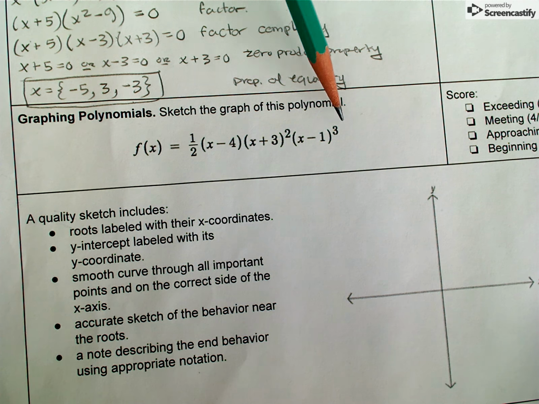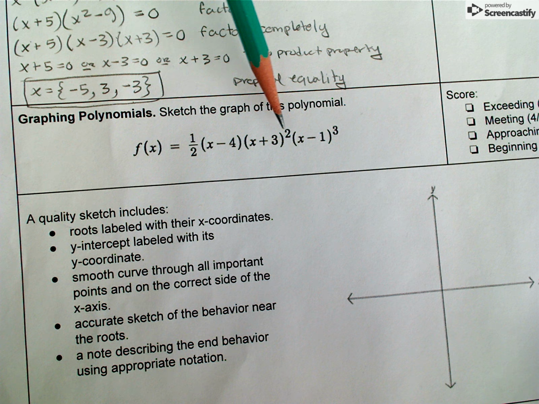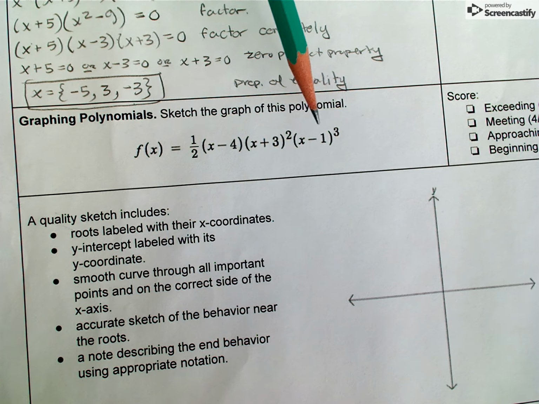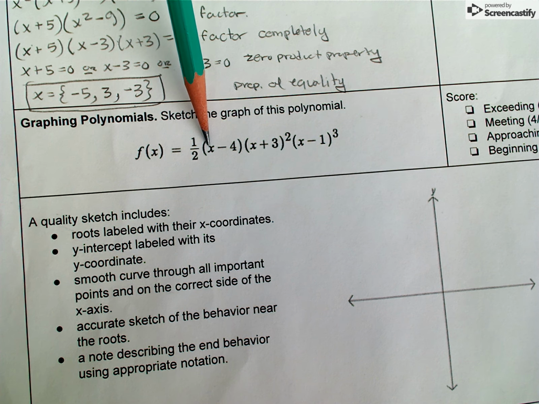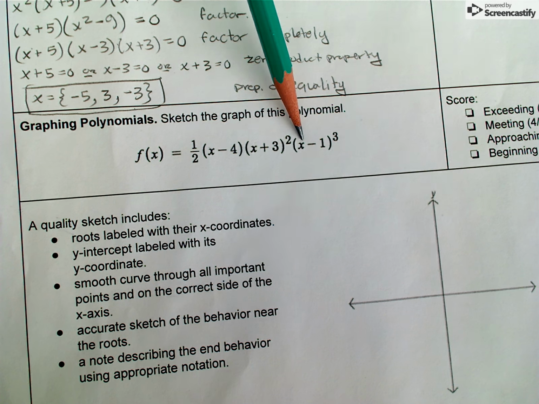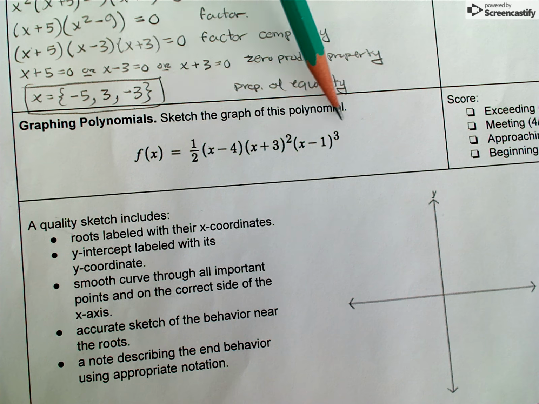Because this polynomial is already factored, I can just figure out the roots by inspection. Remember, the roots are the values of x that cause this polynomial to equal 0. What numbers do I put in for x to get 0 out of this function? You can see that if x is 4, or if x is -3, or if x is 1, then those are the three values that cause this function to equal 0.